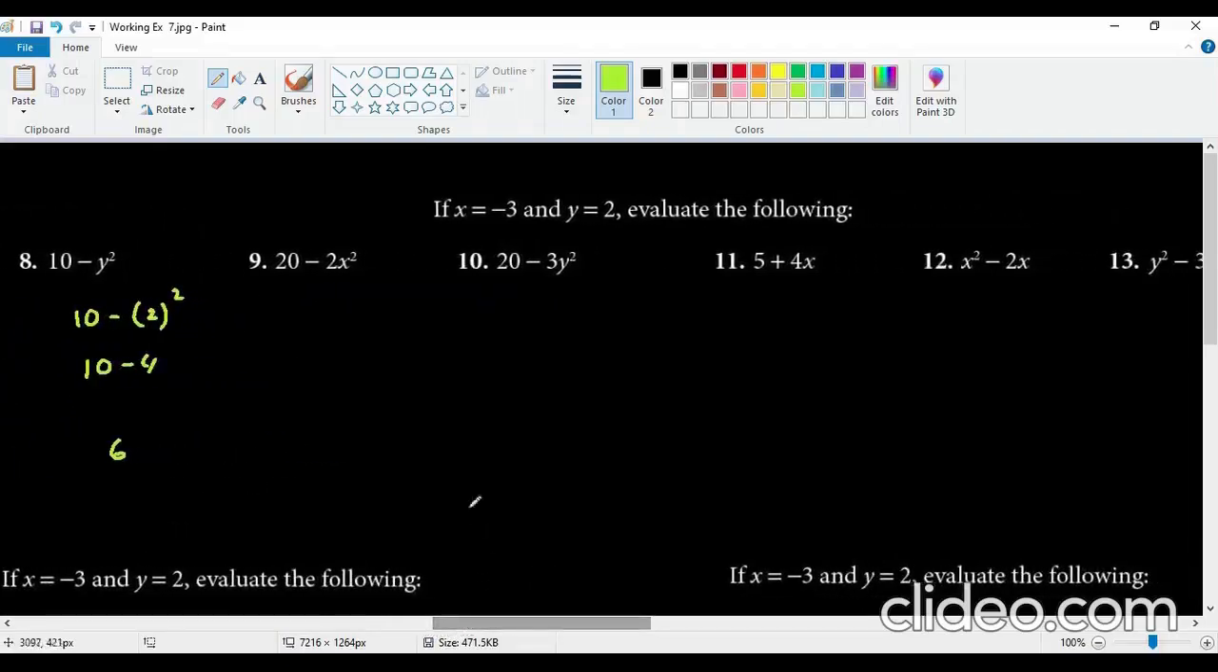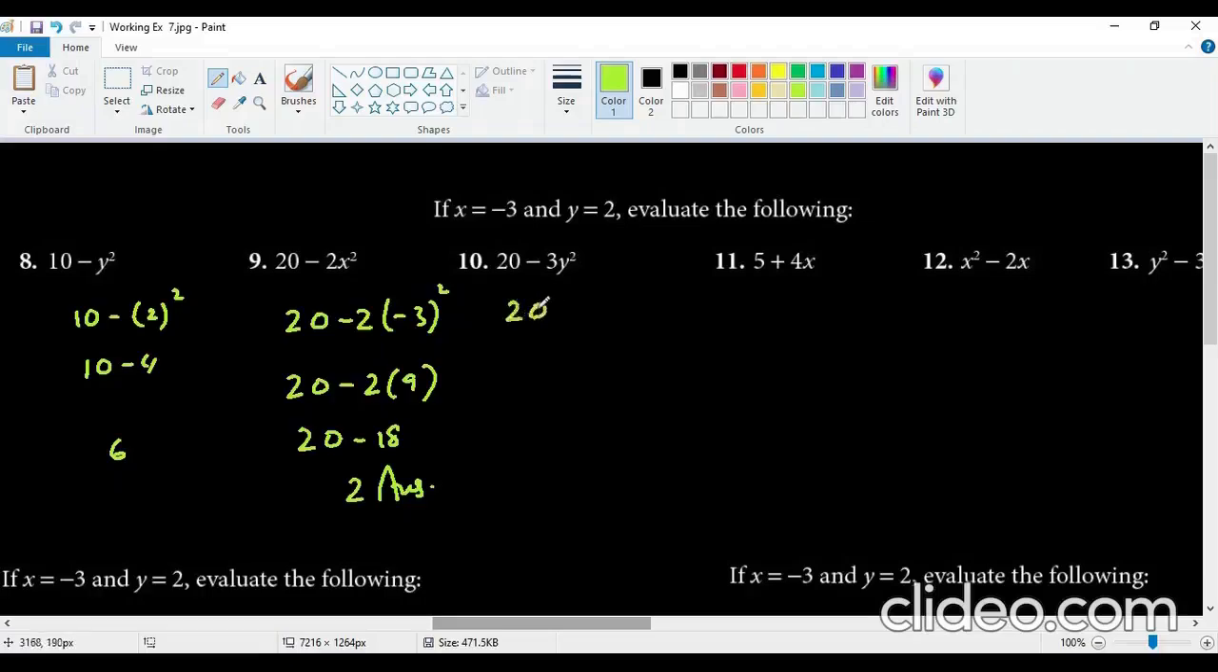Question number 9. It says 20 minus 2x², where the x value is -3 squared. That means 20 minus 2 times 9, so 20 minus 18 is going to give you 2 as an answer. Now in here it is 20 minus 3y², where the value of y is 2 squared. That means 20 minus 3 times 4, so this is going to give you 20 minus 12, which is 8 as an answer.